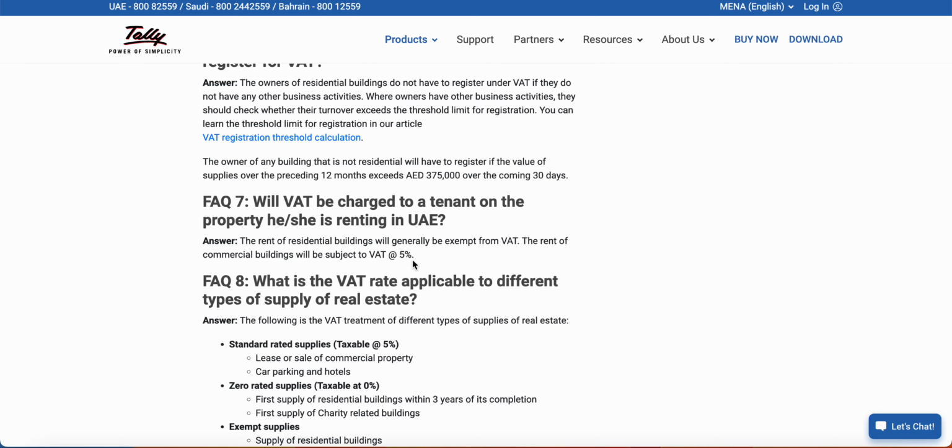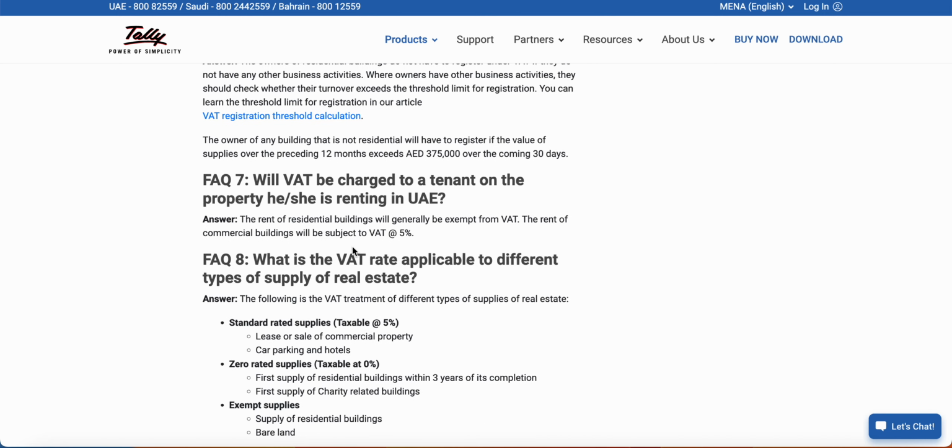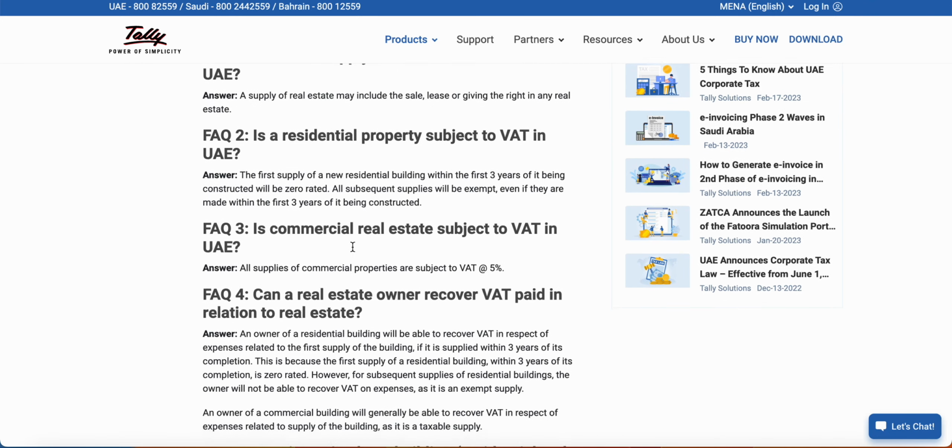For residential buildings, you will have to register with VAT, and you'll charge no VAT on it. It is exempt, but you have to register, and you have to issue a VAT invoice which will say that it is exempt, and the residential building person will not be able to claim input tax. So I hope that these few questions gave you a flavor of the topic. Now we'll continue with these questions.